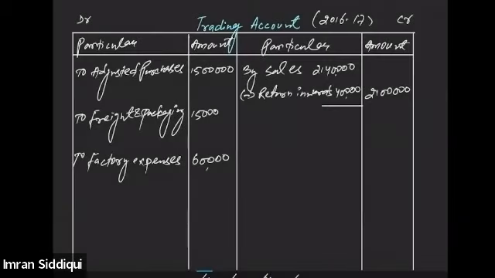So we can finally figure out the profit or loss. Subtracting 15 lakh, 15,000, 60,000 from 21 lakh. The answer will be 15 lakh 75,000. 21 lakh minus 15 lakh 75,000. 5 lakh 25,000 is the profit. And this is called gross profit.